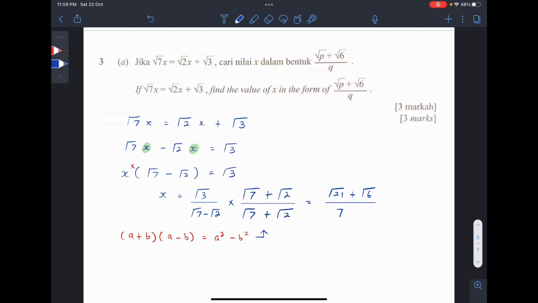So cert2 will become b square, right? So square and cert will cancel each other out. You're just going to get minus 2. So minus 2. I'm sure you guys can solve this. It will become cert21 plus cert6 over 7 minus 2 is 5. Right? And we have already found our answer, and that is how you get your full 3 marks.